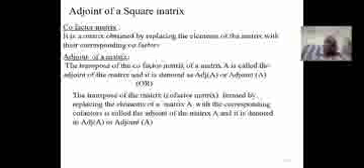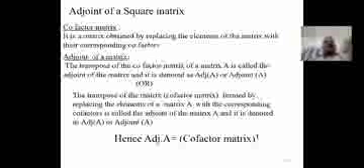Or this definition you can write as the transpose of the cofactor matrix, since the matrix formed by replacing the elements of the matrix A with their corresponding cofactors is the cofactor matrix, and its transpose is called the adjoint of the matrix A. It is denoted by adj A. Already we have discussed this, and hence the adjoint of A is the transpose of the cofactor matrix of A. Just recall one problem, not all the problems. So how to find the adjoint of A?